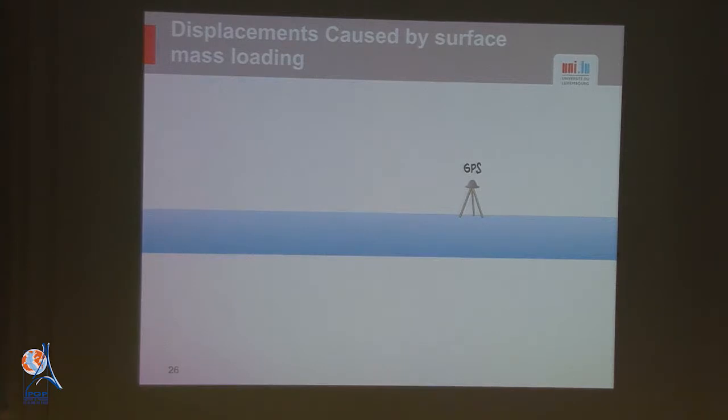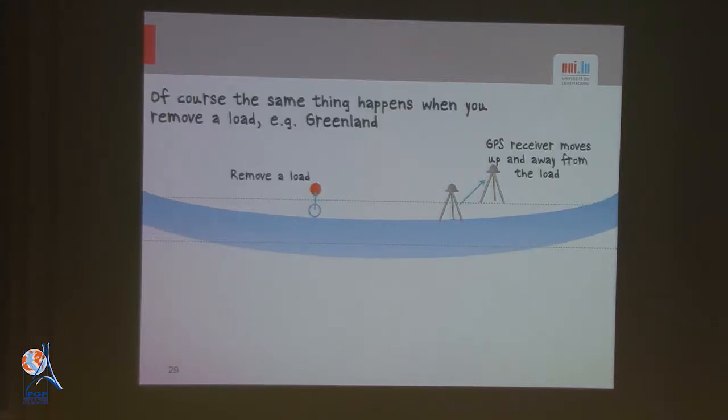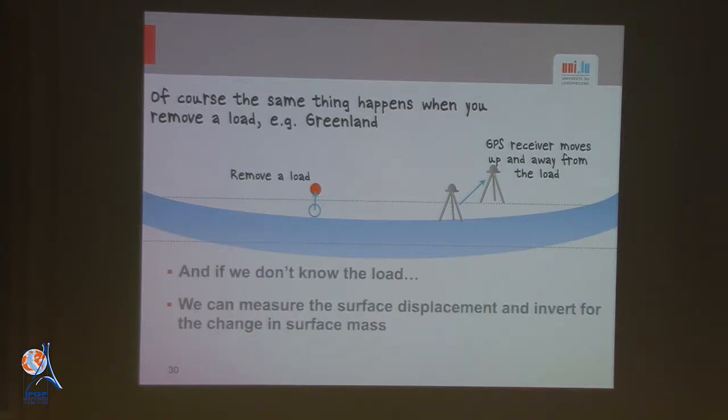All right, how does this work? GPS is on the surface of the Earth. We apply a load to the surface of the Earth. It causes the surface to displace, and we can measure how much it's displaced. The GPS receiver will move down and toward a positive load on the surface of the Earth. So likewise, like we'd expect to see in Greenland, we remove a load, and then the GPS at the edges of the ice sheet will move up and move away from the center of the ice sheet.